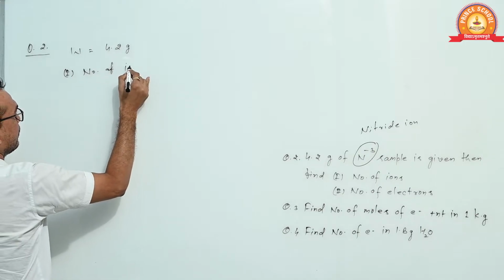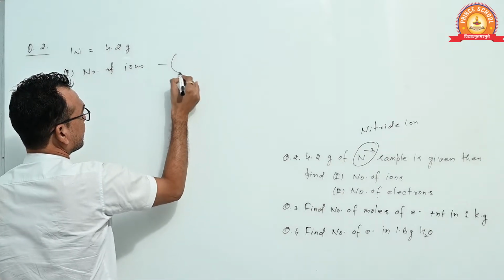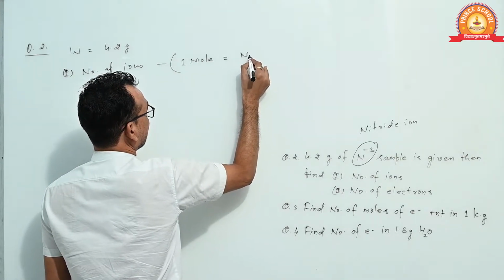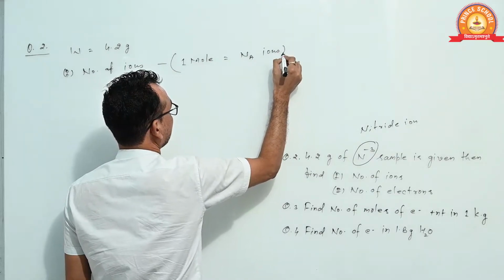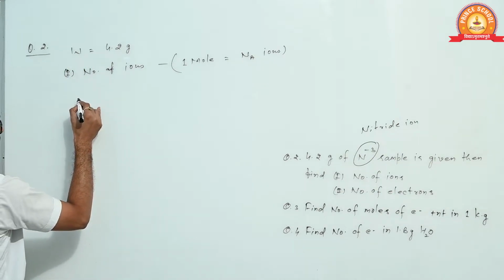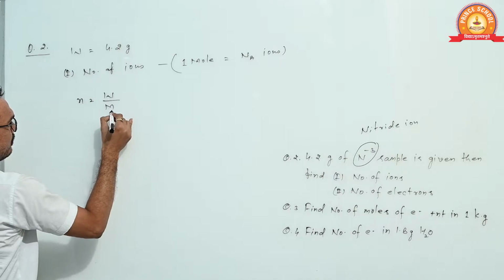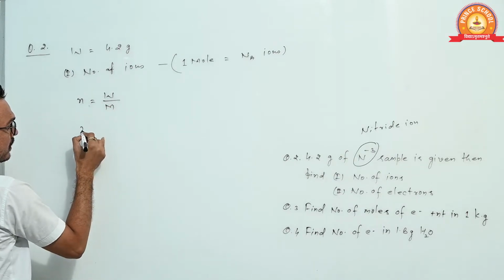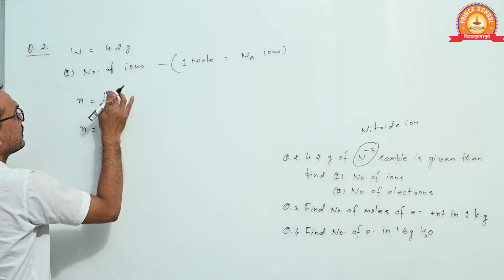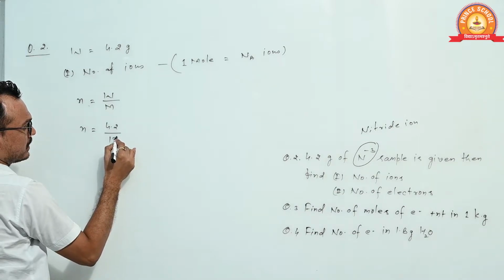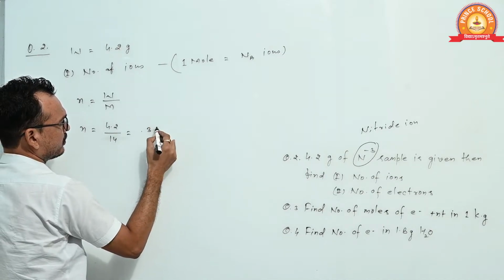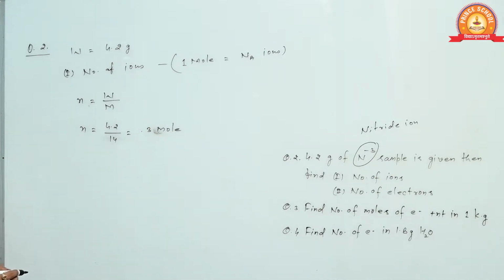Find the number of ions. We know that 1 mole of every species has Na particles, it means Na ions. Clear? Then calculate the number of moles in this question. We know that n is equal to w by molar mass. Here the mass in gram is 4.2, and the molar mass of nitrogen is 14, so it gives 0.3 mole. Clear?